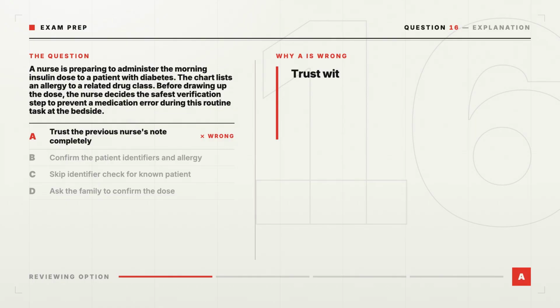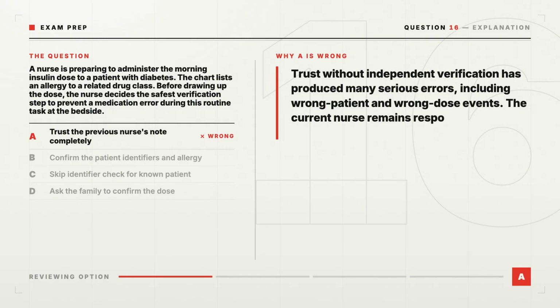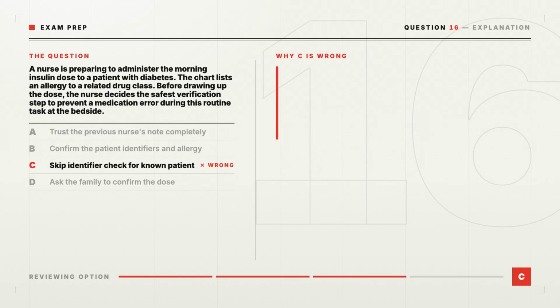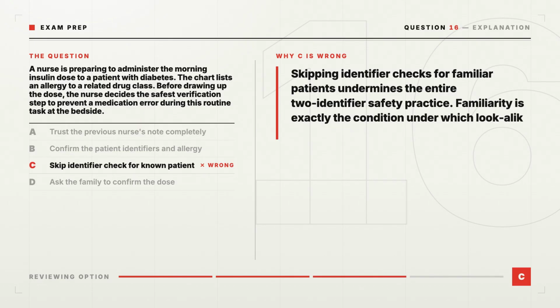A is wrong because trust without independent verification has produced many serious errors, including wrong patient and wrong dose events. The current nurse remains responsible for confirming details rather than relying on a colleague's prior charting. C is wrong because skipping identifier checks for familiar patients undermines the entire 2 identifier safety practice. Familiarity is exactly the condition under which look-alike errors slip through, which is why the rule applies every time.